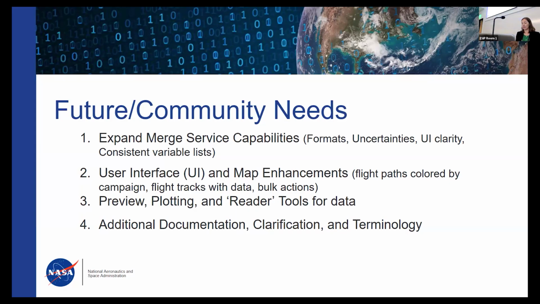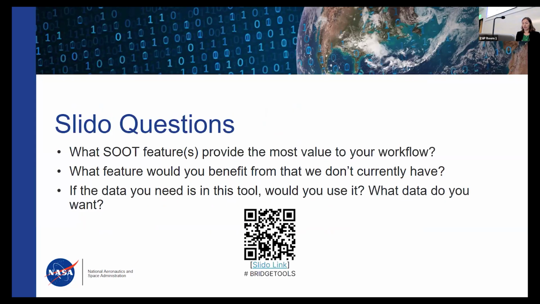Other requests include uncertainties and more consistent variable lists. As always, user interfaces and map enhancements are big requests. People want different colored flight tracks, which I totally understand, to show data on the flight tracks and other things like that. People would love to see different preview and plotting tools and different readers for the data before downloading. It's a nice feature to get a preview before you actually download the whole thing. And then just additional documentation. So hopefully we can tackle some of these in the future.